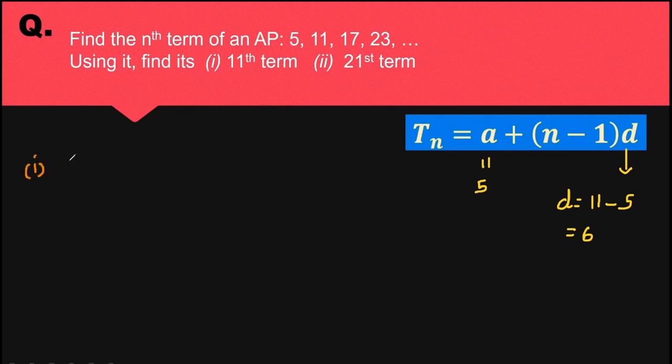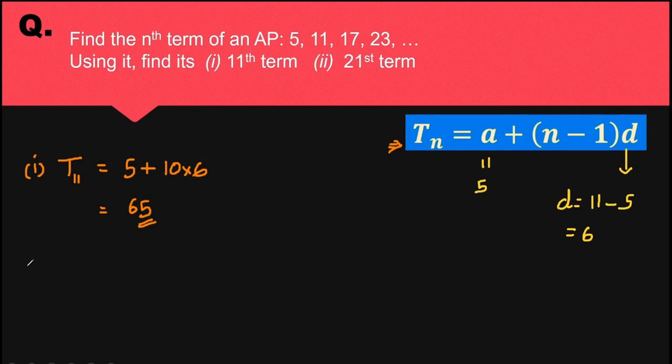So first we have to find the 11th term T11, where n is 11. So if we use this formula, we get a plus, that is 5 plus n minus 1. We have to find the 11th term, so n is 11. So 11 minus 1, that is 10 times the difference that we have found out as 6. So 10 times 6, 60 plus 5. So the answer of the 11th term is 65.